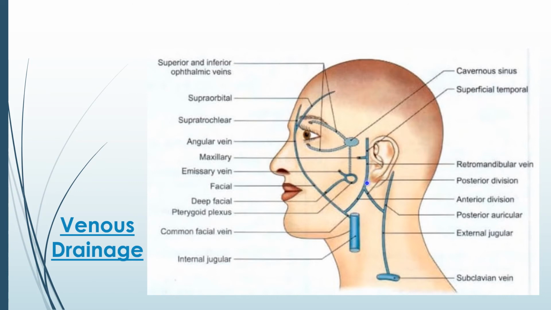Now this retromandibular vein has two divisions, the anterior division and the posterior division. The anterior division combines with the facial vein here and it forms the common facial vein which drains into the internal jugular vein, whereas the posterior division directly combines with the posterior auricular vein and forms the external jugular vein which drains into the subclavian vein.